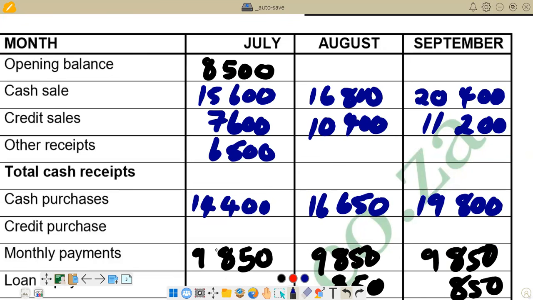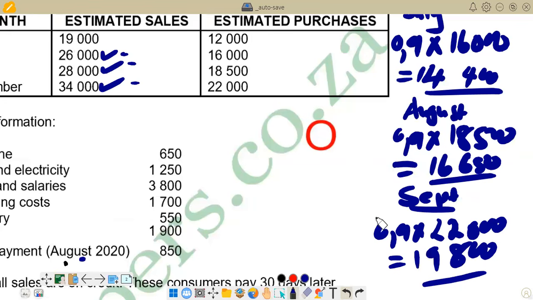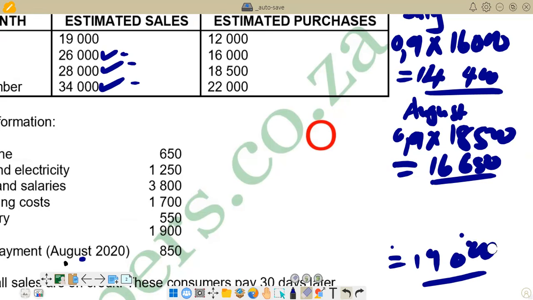Then for credit purchases again, we go there to calculate it. Credit purchases. We can just create some space there so that we calculate credit purchases.